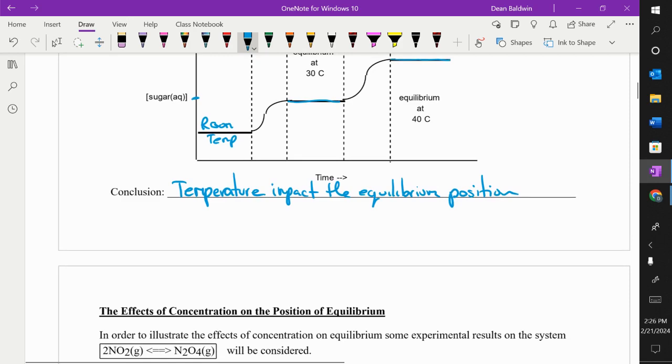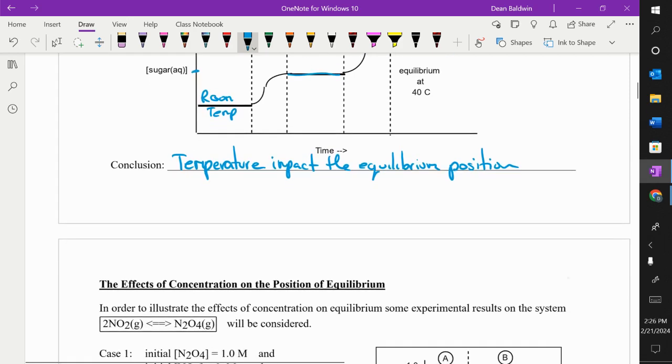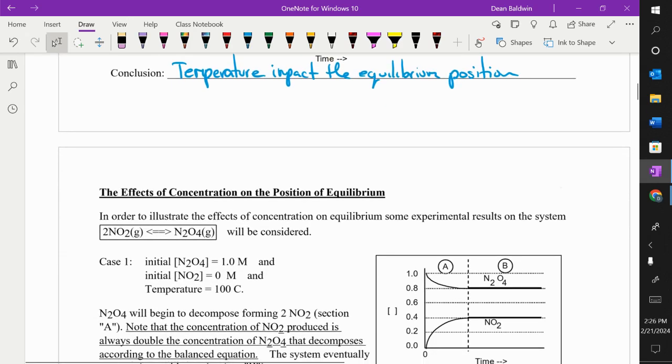Okay, can I flip the page? Or scroll to the next page?